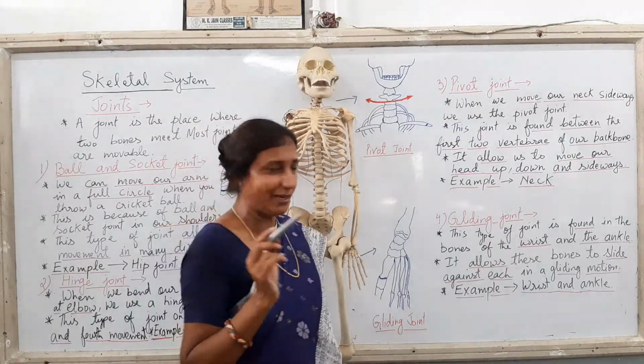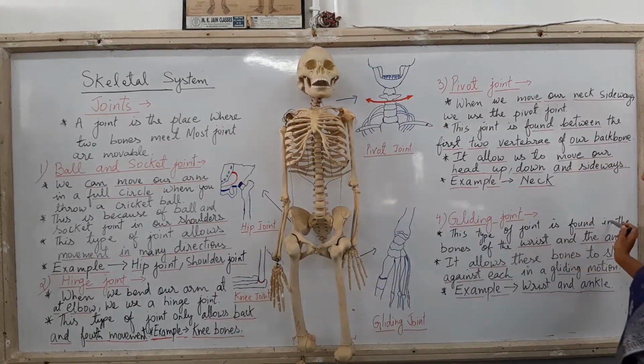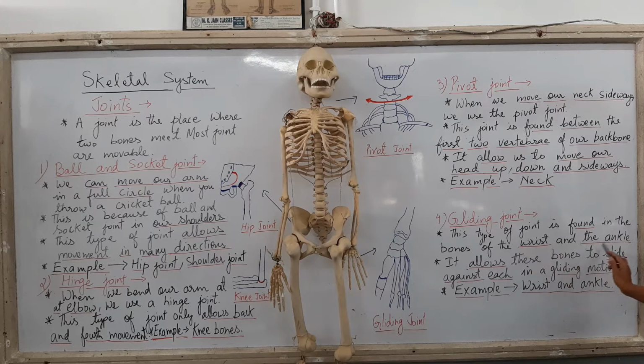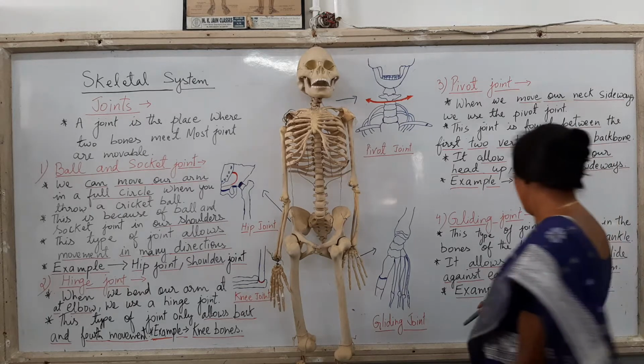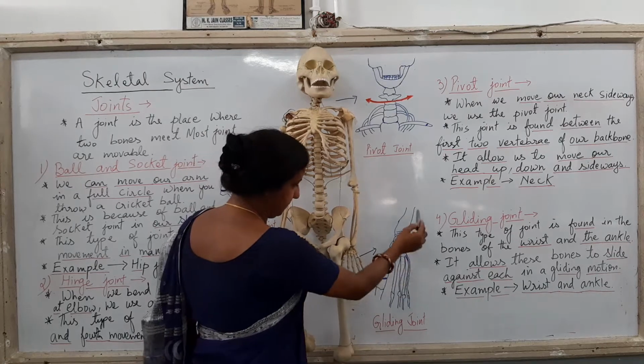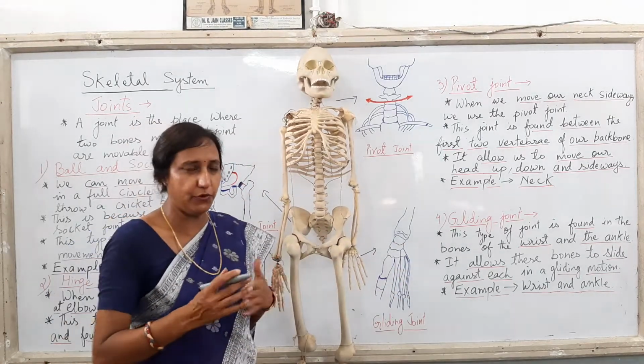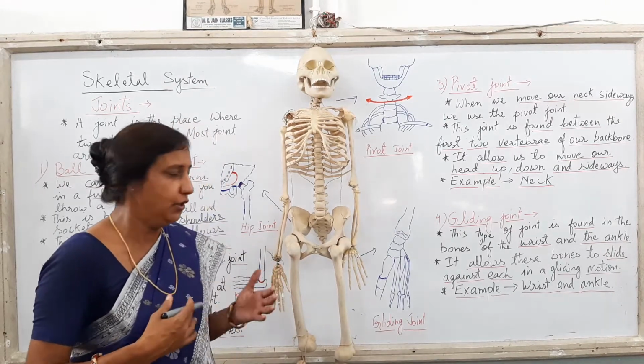Lastly, we talk about the gliding joint. Children, this type of joint is found in the bones of the wrist and the ankle. It allows these bones to slide against each other in a gliding motion. For example, the wrist and ankle. Here I have drawn the diagram of the wrist. Because of this gliding joint, it is possible for you to do this kind of movement.